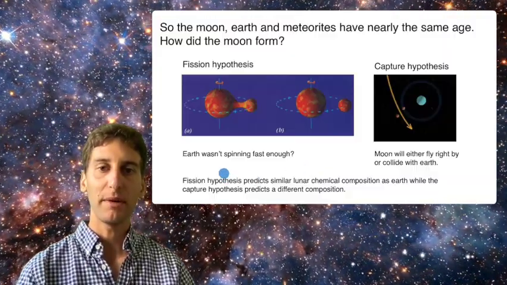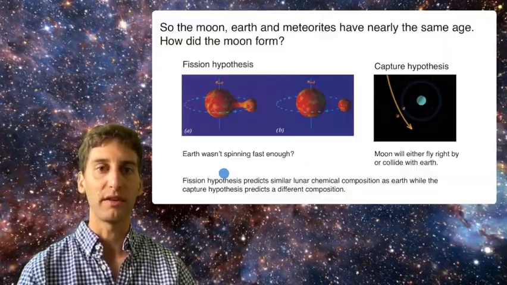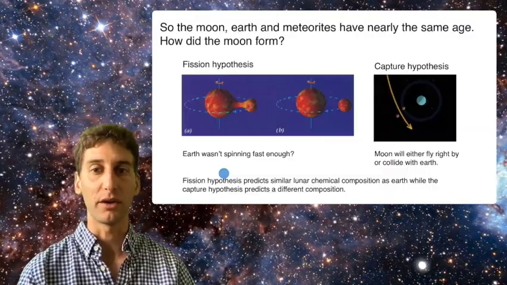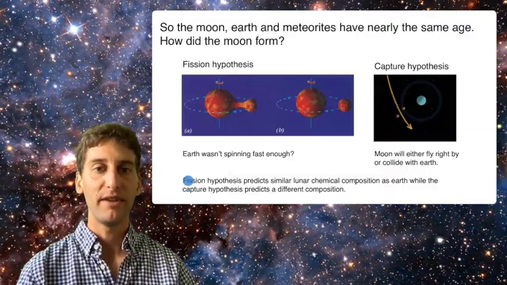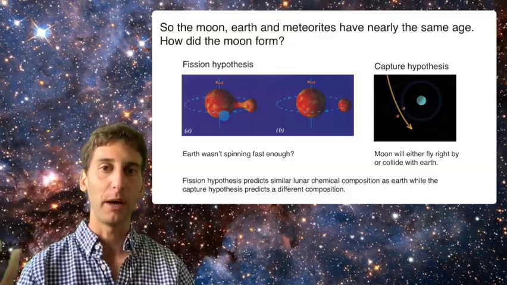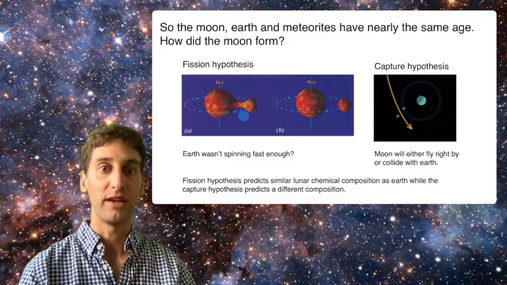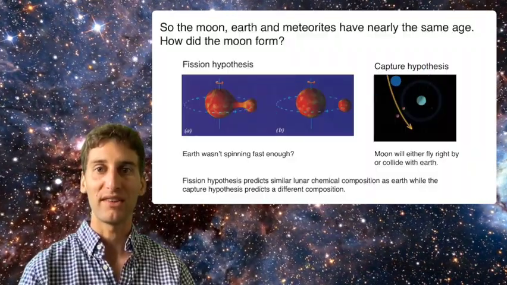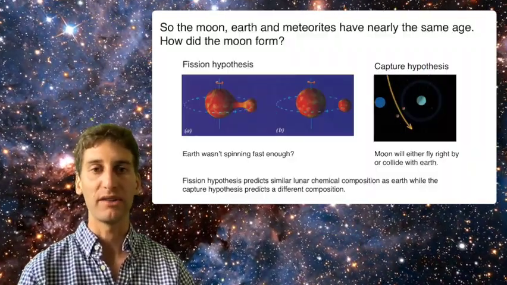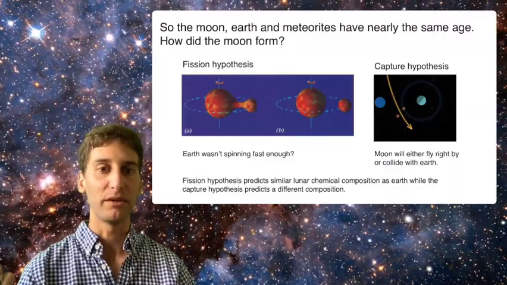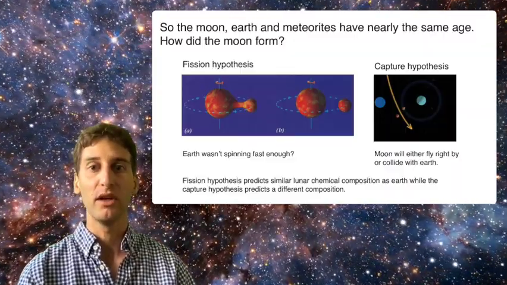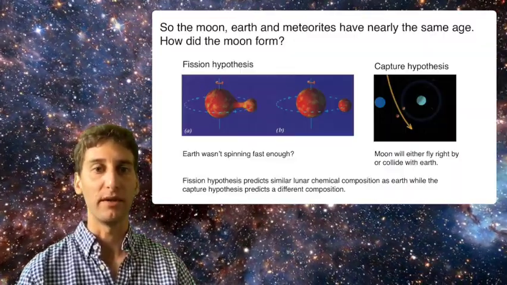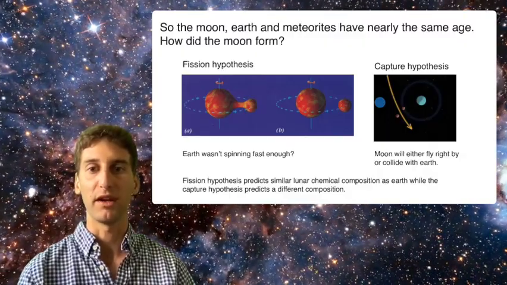So we can think about these two hypotheses and what their predictions are for the differences between the chemical composition of Earth and the moon. This fission hypothesis, right, is saying that the Moon comes from the Earth, so the Earth and the moon should have exactly the same chemical composition. However, this capture hypothesis suggests that the moon formed from somewhere else in the solar system, probably somewhere that was further away and may have more volatiles or other signatures of a different formation further away from the sun.